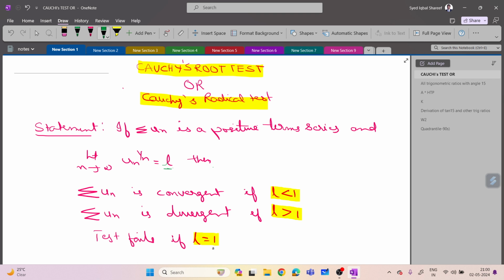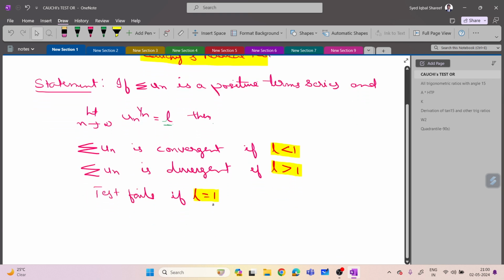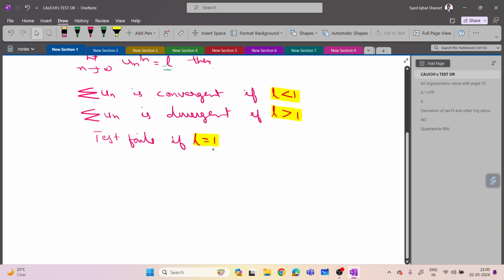Now today we'll discuss only the Cauchy test. Let's go. We will see the problems, and it will be clear for us. So now the first problem.